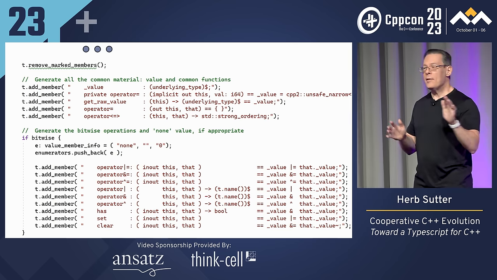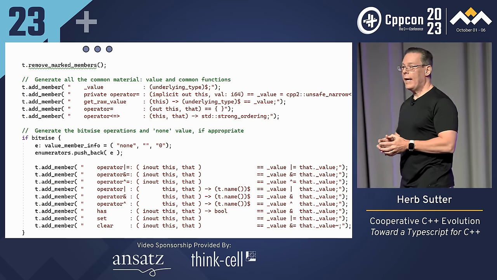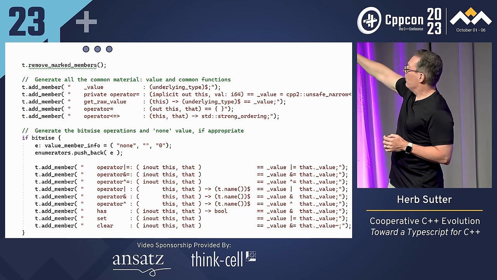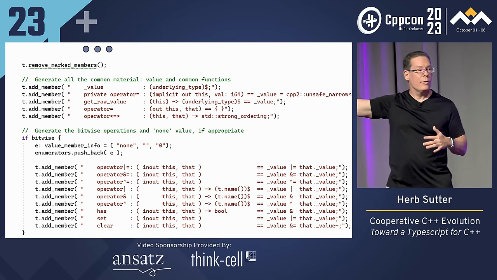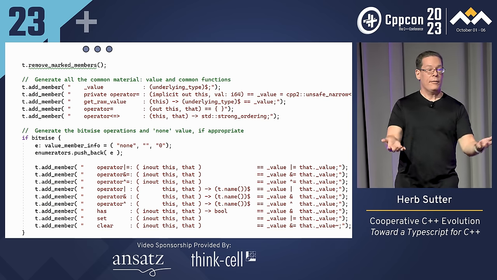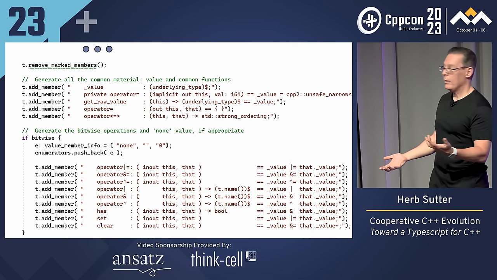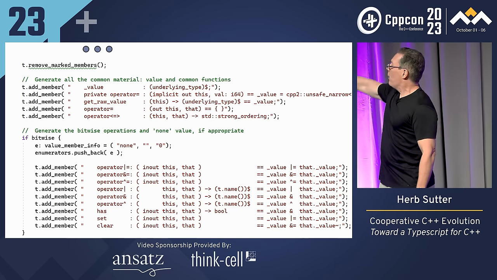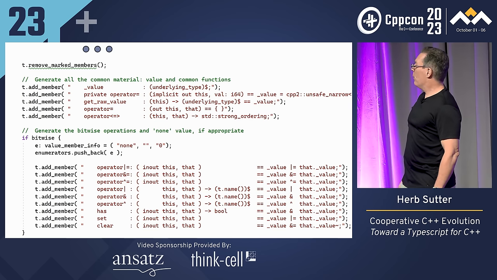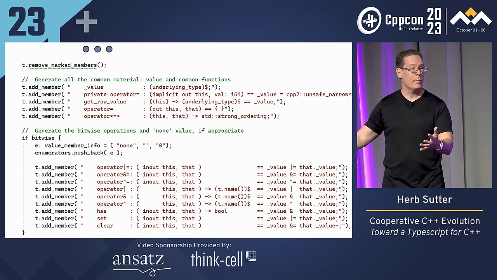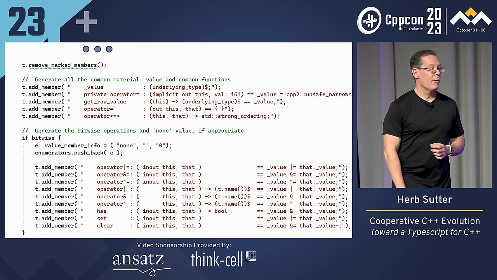And then if this is a bitwise type, so if this is a flag enum, I'll also add another member of name none with value zero. So anytime you write a flag enum, you can also test it for none if no flags are set, and that will be correct. And then I'll add all the bitwise operators, including the compound assignment, and then has set and clear for specific bits or combinations of bits. So it's usable for all those things.